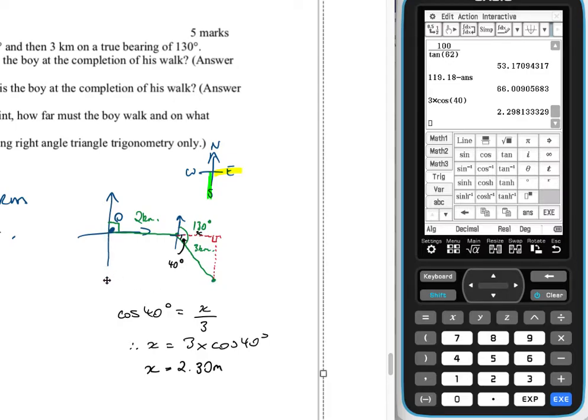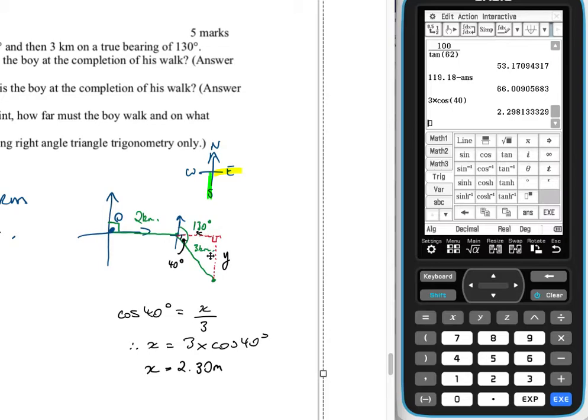Now that line there is the same length as this line here. So if we work out this line, we can figure out how far south he went. So I'm going to highlight that with a Y. Okay, so how can we work out Y? Well, this is 40 degrees here and this is 3 k's. So we can use sine.